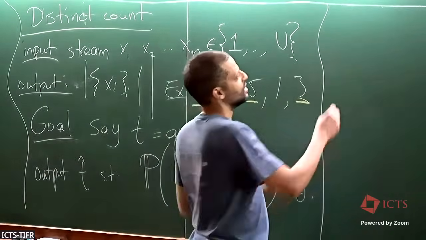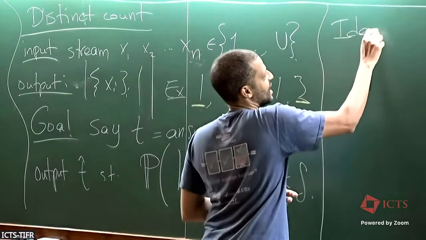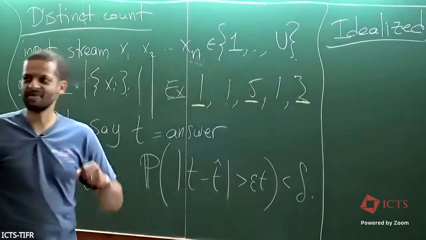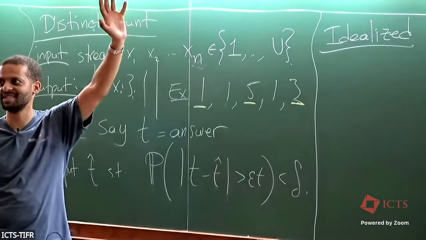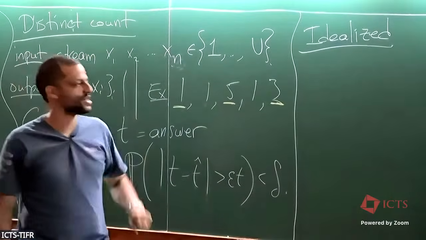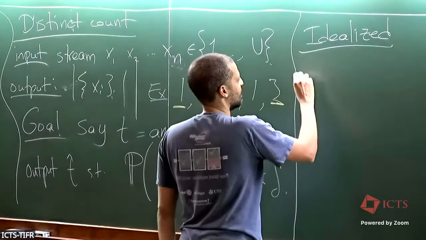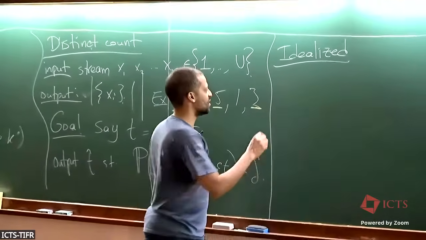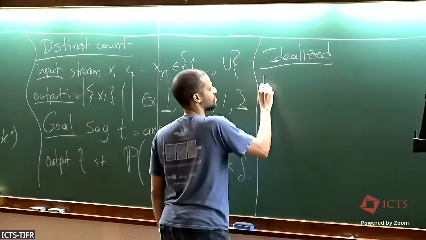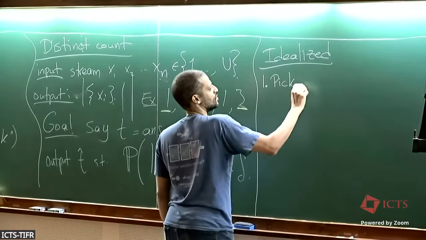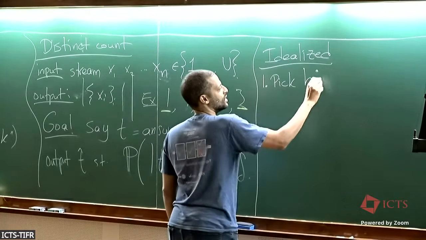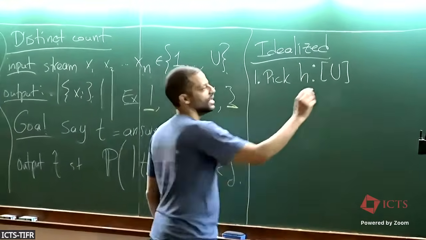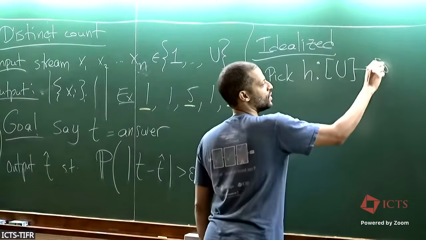So first, I'm going to give you an idealized algorithm. Okay, who has never heard of hash functions? Never heard of hash functions, ever. Okay, so a hash function for me today is just a random function. So I'm going to pick a random function that maps the set of integers from 1 to u into the continuous interval from 0 to 1.